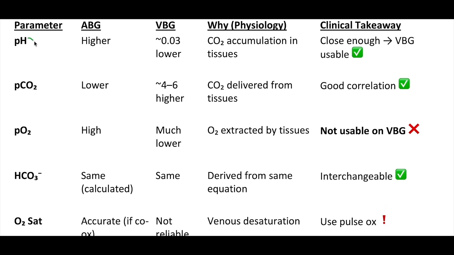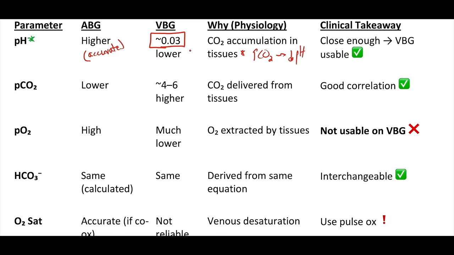So the first parameter is the pH. And the pH on an ABG is going to be higher than the VBG, and we often consider the ABG pH the more accurate one. So ABG pH is the more accurate one, and that stands true for a lot of these values. The VBG pH is often 0.03 lower than the pH on the ABG. And the reason for this is because carbon dioxide accumulates in tissues, and as CO2 goes up, our pH goes down. So when we do a venous blood stick to get a VBG, a venous blood gas, we are pulling that venous blood from the tissues.